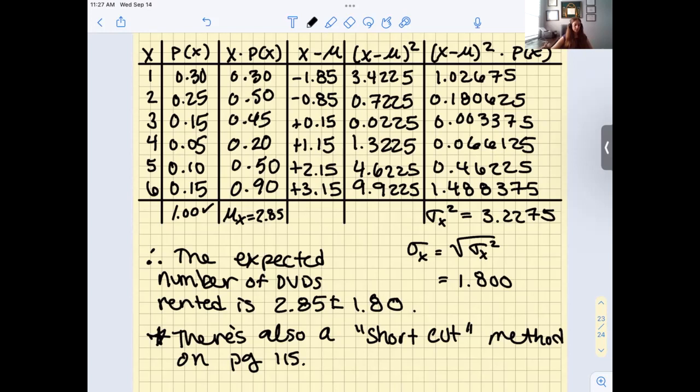Would we round? I would show your work with all these decimal places. And then if you wanted to write your final statement rounded because it's a DVD and you can't round a fraction of a DVD, then that's totally fine. But I would want to see your 2.85 on the page somewhere and your 1.8 on the page somewhere. And then when you make your sentence, you could round if you wanted.